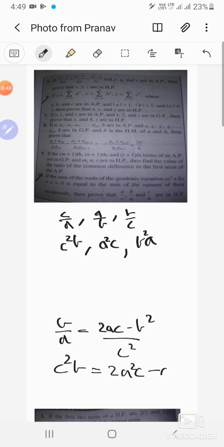Fine. So the sum of the roots is going to be alpha plus beta, which is going to be minus b by a, is equal to the sum of the reciprocals of the squares, which can be written as alpha squared plus beta squared upon alpha squared beta squared, which can be written as alpha plus beta whole squared minus 2 alpha beta upon alpha squared beta squared. But this can be written as minus b by a whole squared, which is b squared upon a squared minus 2 times c by a upon c squared upon a squared.